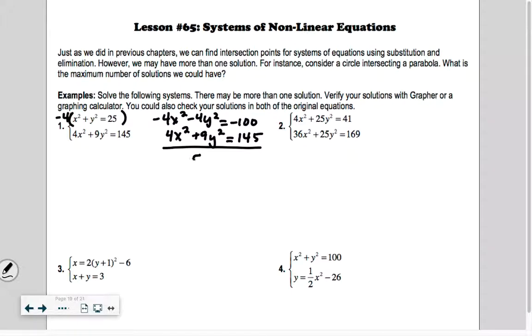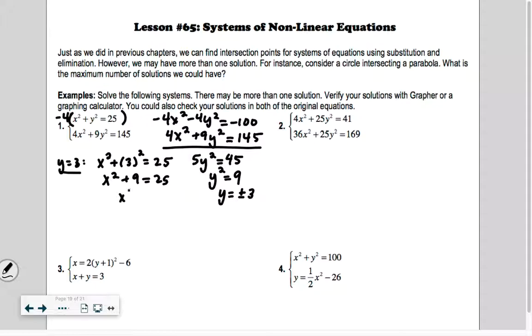So when I add straight down, I get 5y squared equals 45. So y squared is equal to 9. So y is equal to plus or minus 3. Once I have the values for y, I go back in to find the values for x that go with them. A lot of times I'll just do y equals 3, and then I'll find it for just 3. So if I plug it in, I have x squared plus 3 squared is equal to 25. I made these so nice. So x squared is equal to 16, so that means x is equal to plus or minus 4.